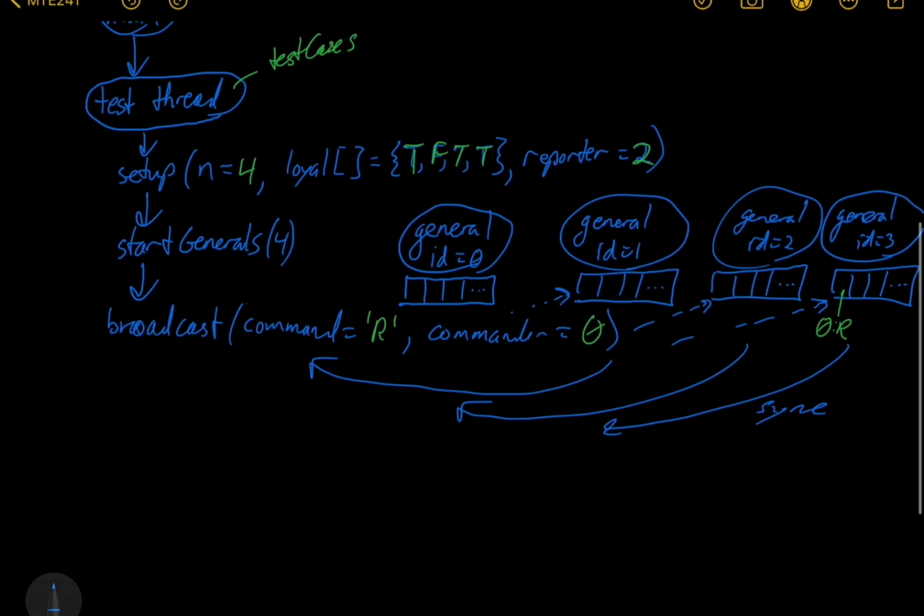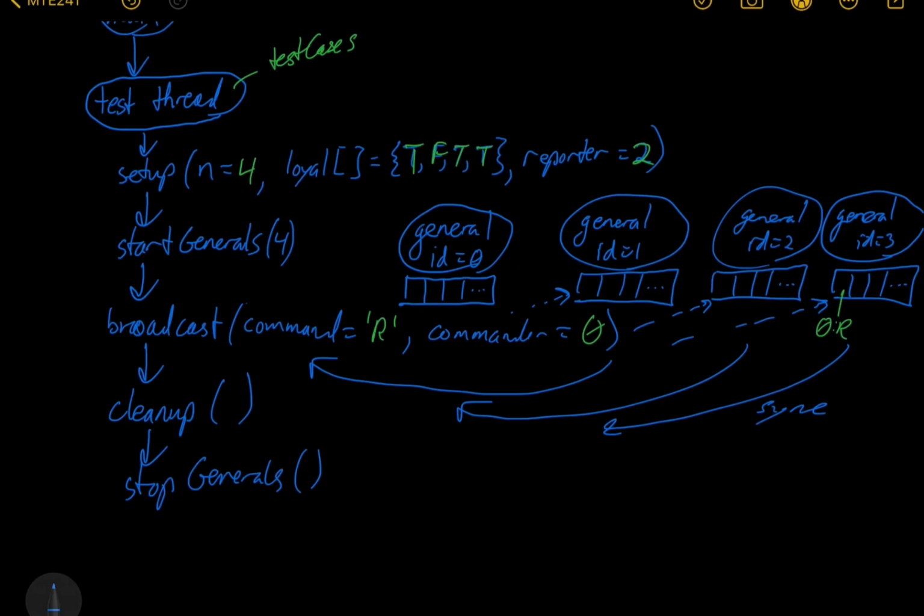Okay, and after broadcast happens and the generals run and they exchange messages and they tell the broadcast function that they're done, broadcast returns, and so then the cleanup function runs. So if there's anything you've allocated that you're not going to use for the next test case, you would clean it up here, and then the stop generals function is called, and it's going to stop all 4 generals. It's going to terminate them, and then a new test case will run. So this happens 4 times for 4 test cases.